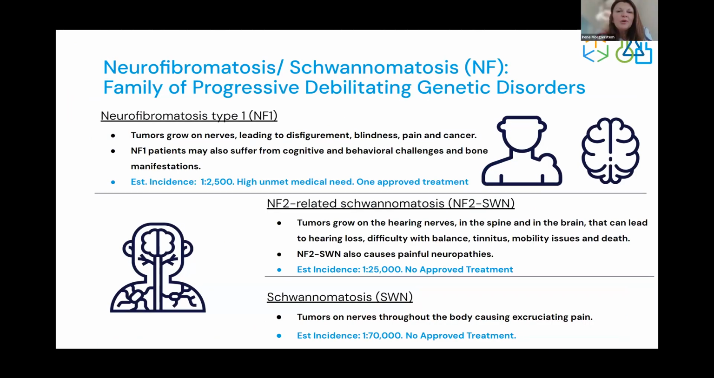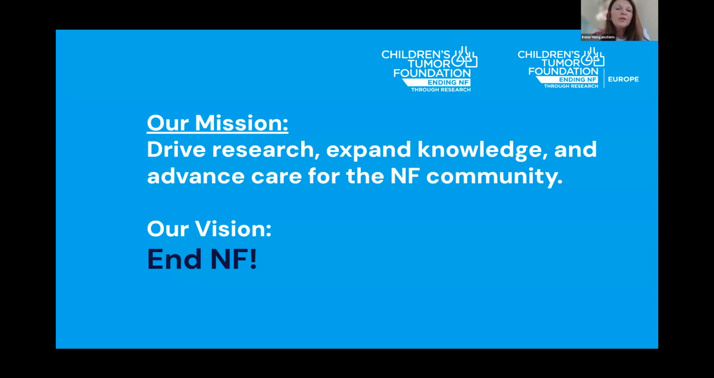For those that may not be aware of NF, it's a combination of neurofibromatosis and schwannomatosis. This is a family of progressive, debilitating genetic disorders that collectively cause tumors to grow on nerves throughout the body. There are 3 main types: neurofibromatosis type 1, NF2-related schwannomatosis, and schwannomatosis. This is indeed a rare disease, and we only have 1 approved treatment for NF1 that was approved in 2020, and nothing so far for NF2-related schwannomatosis or schwannomatosis.